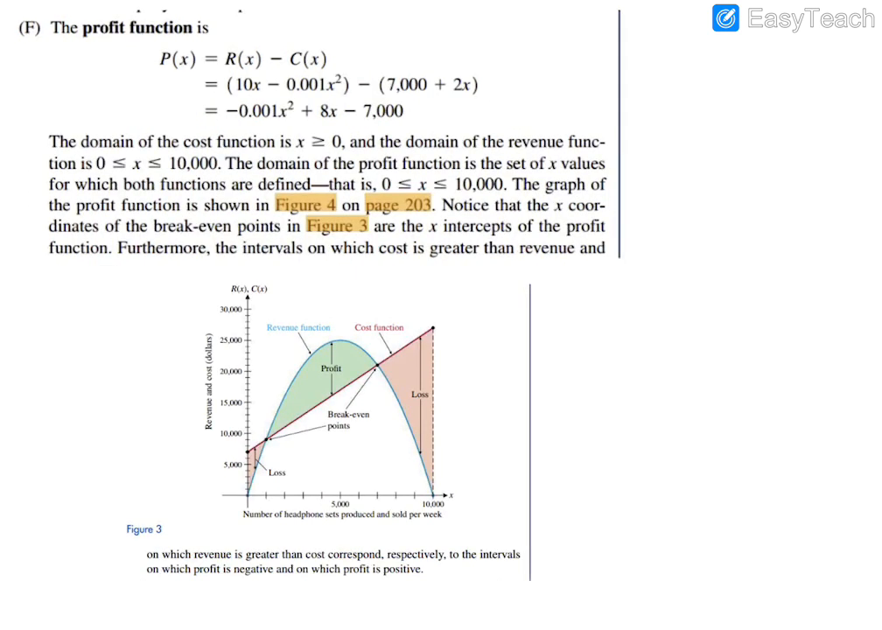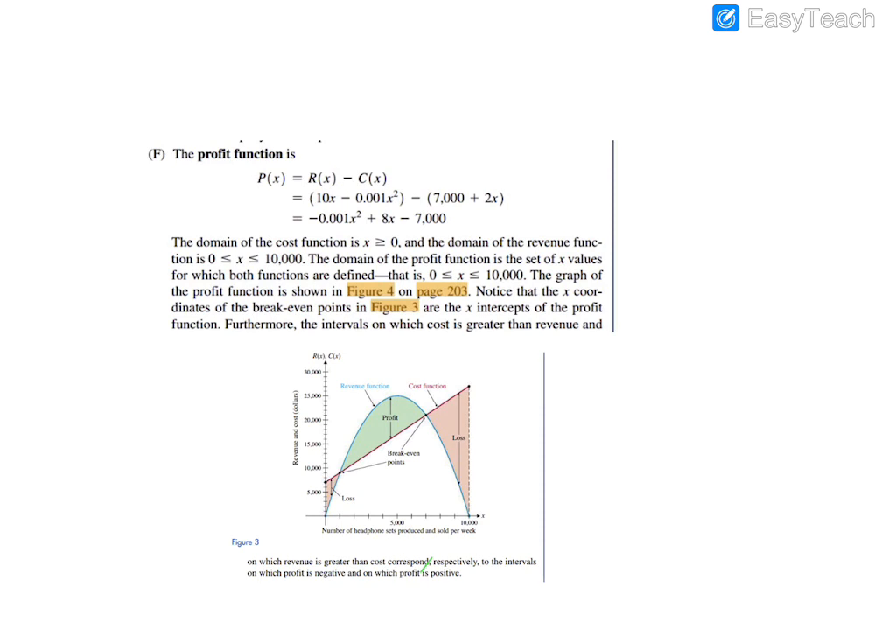Okay, let's look at that graph here. The blue one is the revenue function. The red one is the cost function, as I showed here. So in between the break-even points, revenue is bigger than the cost. Okay, for example, I don't like that situation.